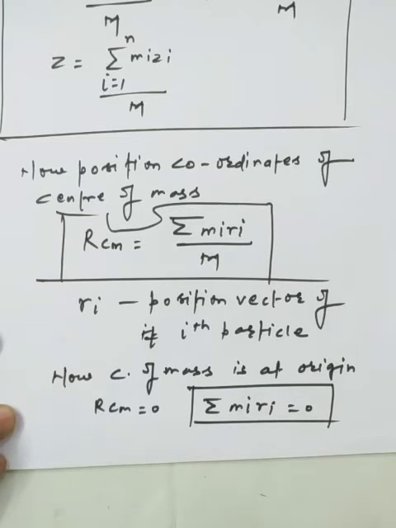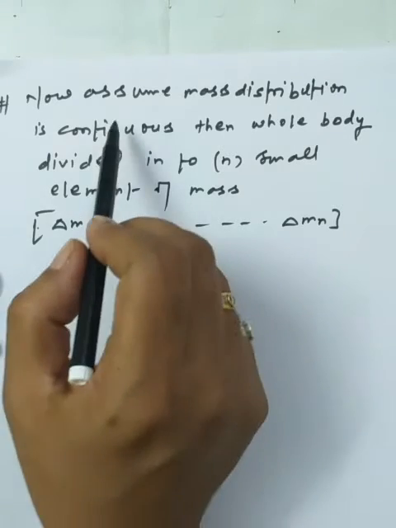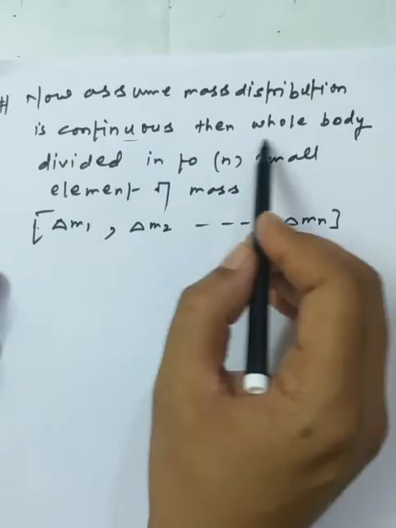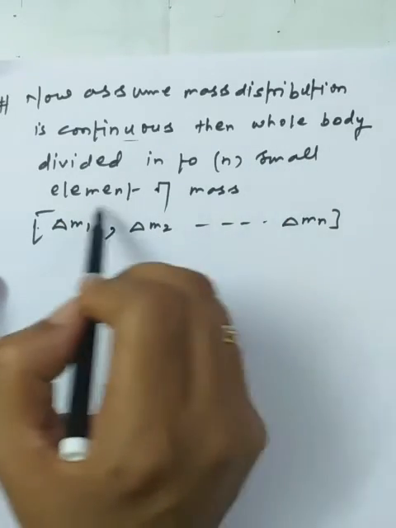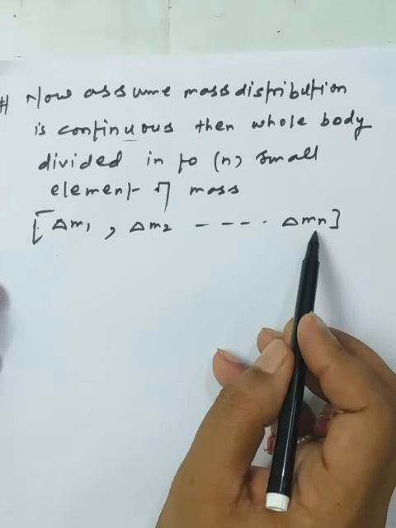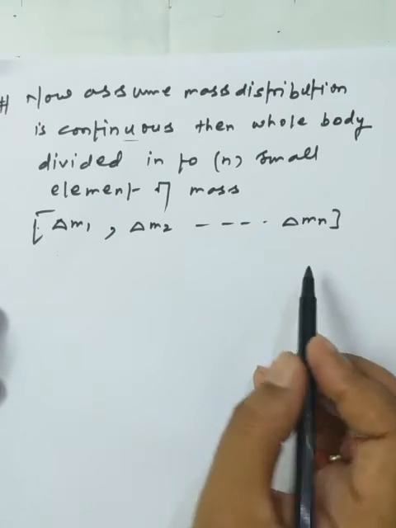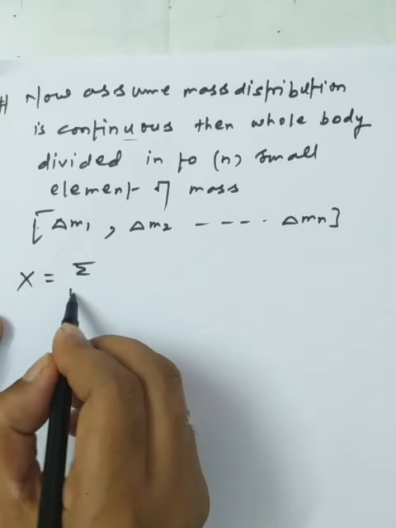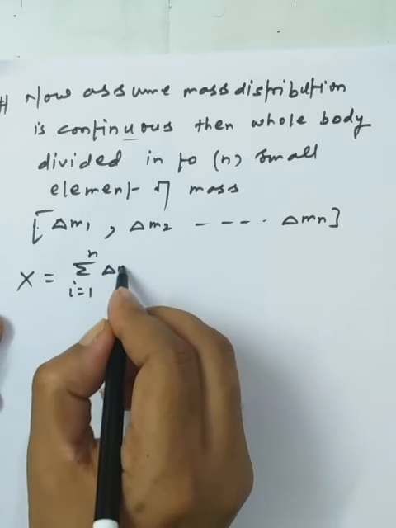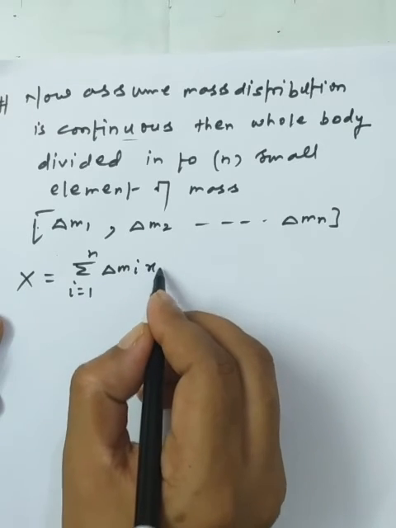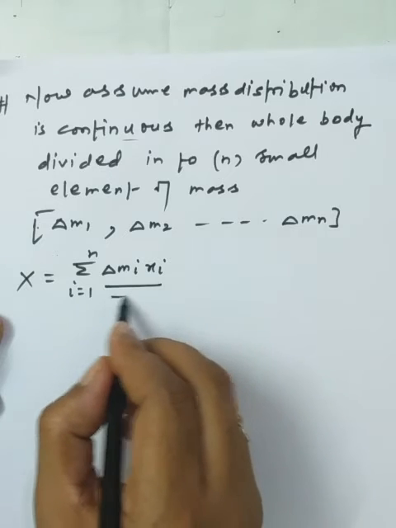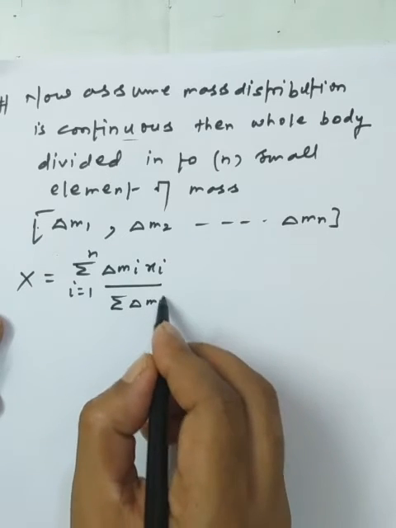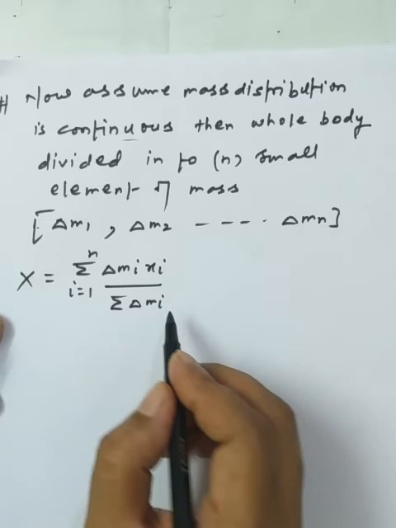Now if we assume that for a rigid body the mass distribution is continuous, then how can we discuss the things? Now dear students, we assume that the mass distribution is continuous, then the whole body is divided into n small elements of mass delta m1, delta m2 and so on up to delta mn. So I can write the x component as summation i = 1 to n of delta mi xi, divided by summation of delta mi, and the summation of delta mi is the total mass M.